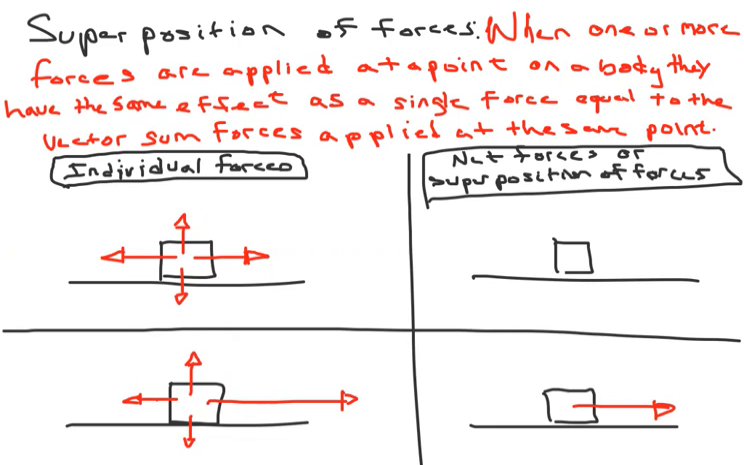Well, the fundamentals of it is right in front of you. It says when one or more forces are applied at a point on a body, they have the same effect as a single force equal to a vector sum of forces applied at the same point. Okay, so I got a few examples down here, and then we'll do another one.